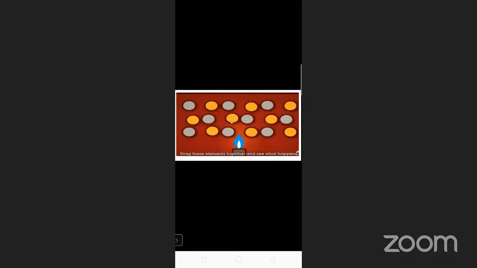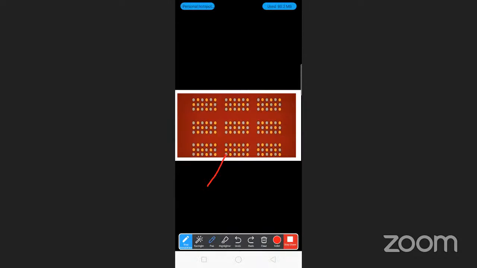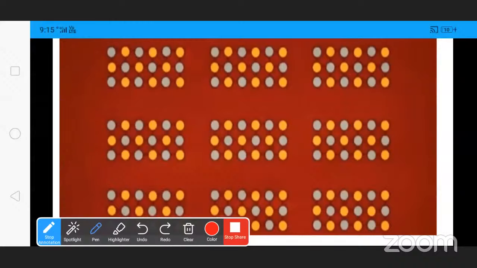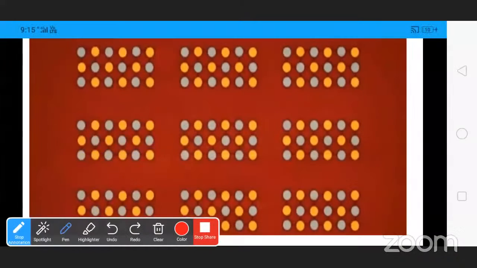Now, when these atoms are combined together, can we separate them by a physical process? No. When we combine them, this is a structure now. Here, we cannot separate the iron atom from this, or the sulfur atom from this, because these atoms are combined by a chemical process, not by a physical process. These elements are combined here by a chemical process. So that's why we cannot separate the iron atoms or sulfur atoms.